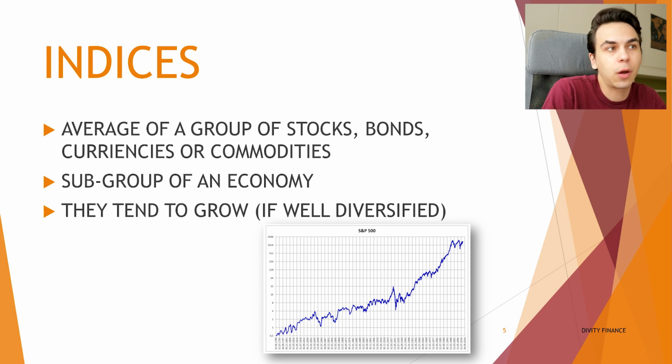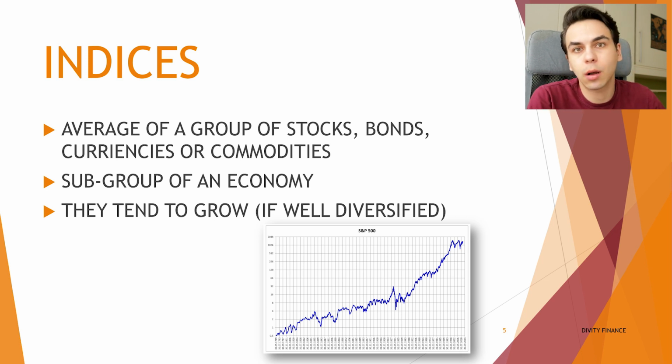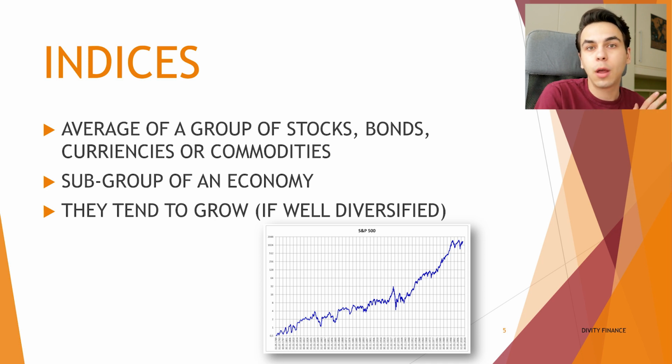So we said that ETFs replicate indices. So instead of talking directly about ETFs, let's just talk about indices. What are indices? Indices are a group of stocks, but they can also be a group of bonds, group of currencies, or group of precious materials or commodities, let's say. In this case, because we are talking about ETFs, we only focus on stocks and bonds. So indices on stocks and bonds.